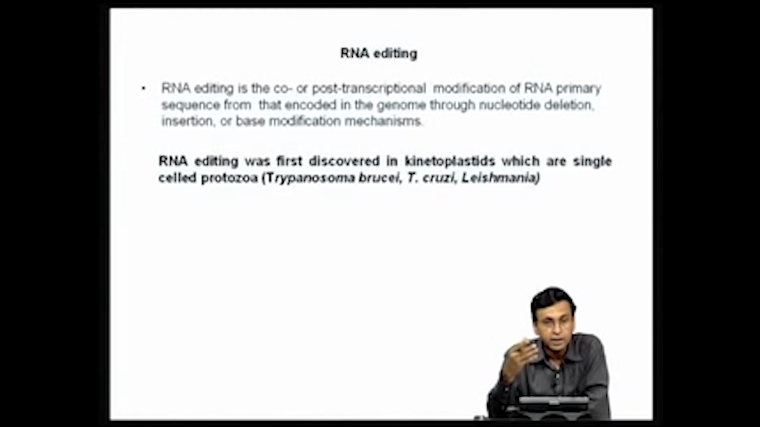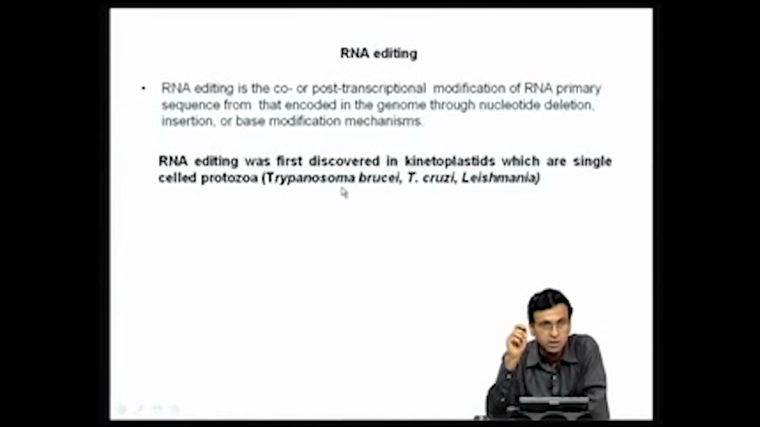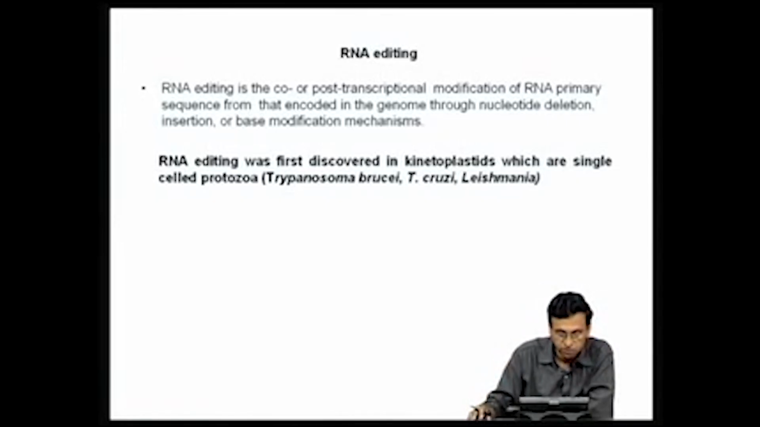In addition to that, there are also certain nucleotides which may be different between the two because of RNA editing. So let us now see how this takes place. This process of RNA editing was first discovered in the kinetoplastids, which are single-cell protozoa, namely Trypanosoma brucei, Trypanosoma cruzi, Leishmania, etc. So this process of RNA editing was first discovered in some of the protozoan parasites.